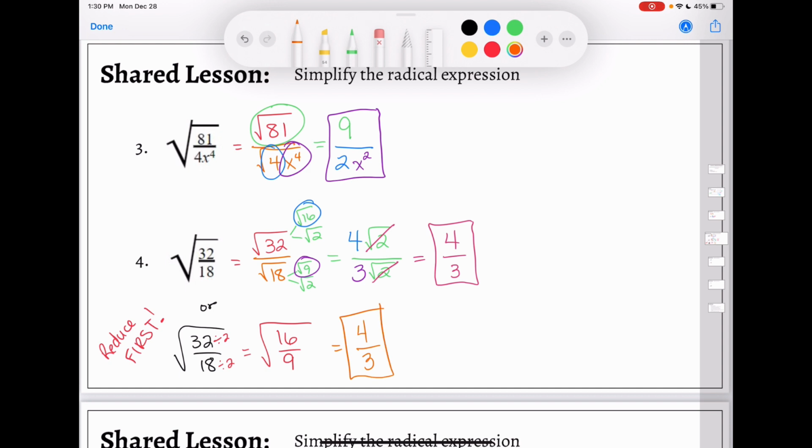Not only did I not have to try and break down those bigger numbers into their perfect square factors, but it was a heck of a lot easier to deal with those numbers once they were smaller. So always try to reduce those fractions first.